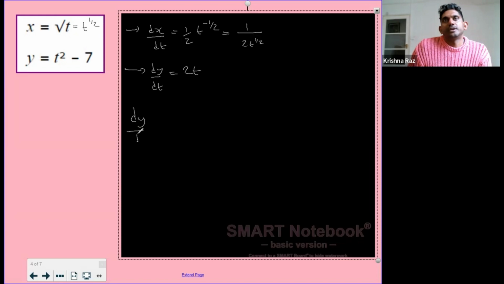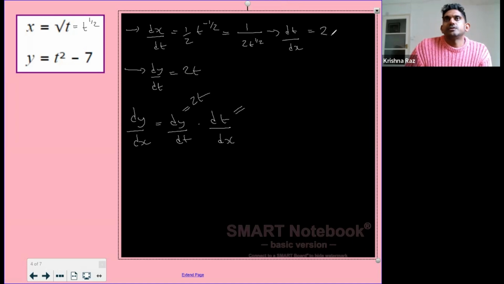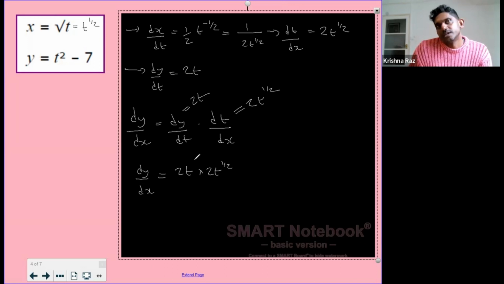Chain rule, dy by dx equals dy by dt times dt by dx. dy by dt is 2t. dt by dx is the reciprocal of this, which is 2t to the half. So dy by dx is 2t times 2t to the half. Now remember, 2t is 2t to the power 1. So we end up with 4t to the power of 3 over 2.